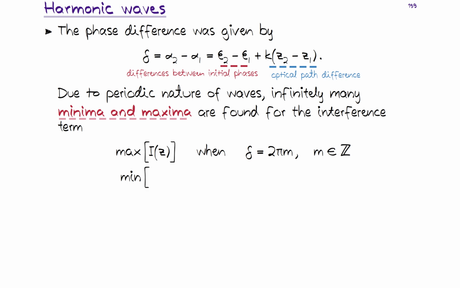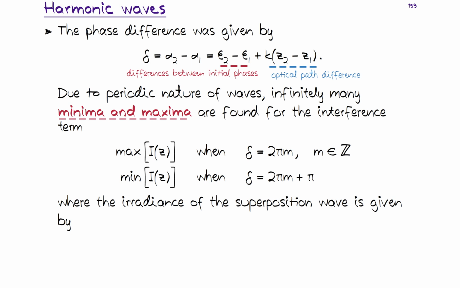And we have minima of the irradiance. So it's essentially destructive interference when the phase difference is 2 pi m plus pi. So essentially a pi multiple. And here the irradiance of the superposition wave is essentially as recalled.